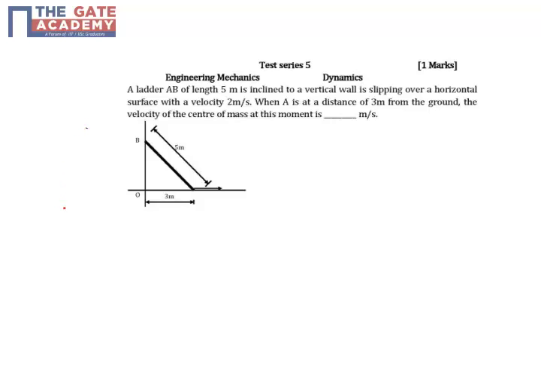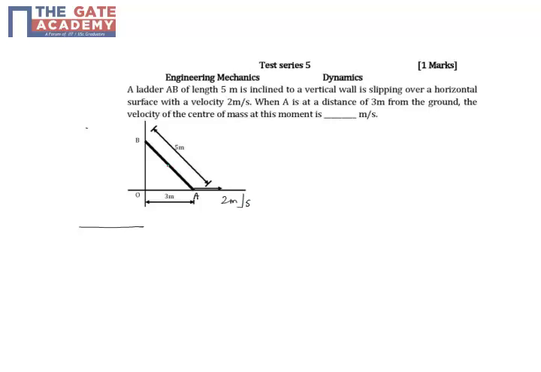Let us discuss a question from engineering mechanics. This is basically from kinematics. So what is given is you have a rod, ladder AB inclined at the corner of a vertical wall as shown in the picture. The end A is slipping over a horizontal surface with horizontal velocity of 2 meters per second.